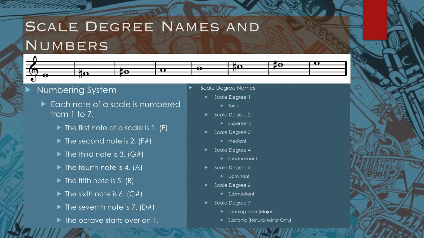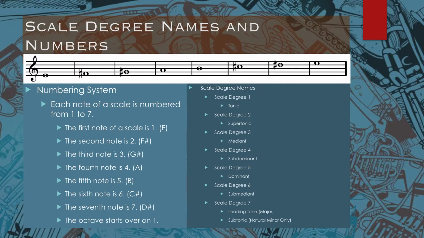So going through each scale degree, we have the tonic, then we have the supertonic because it's above the tonic, then we have the mediant because it's sort of halfway between the tonic and the dominant, then we have the subdominant, which comes right below the dominant, so that would be A in the key of E. The fifth scale degree is B, and we call the fifth scale degree the dominant. The sixth scale degree is the submediant, that's C sharp, and the seventh scale degree in major is going to be called D sharp.